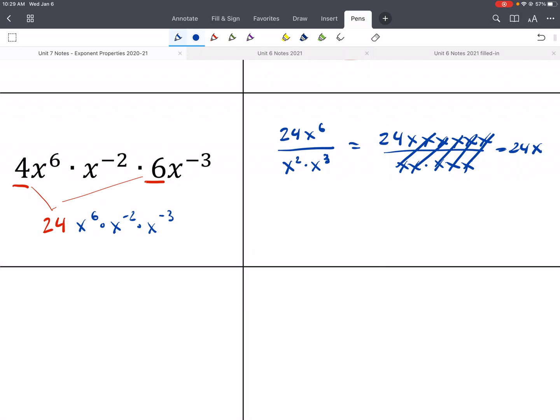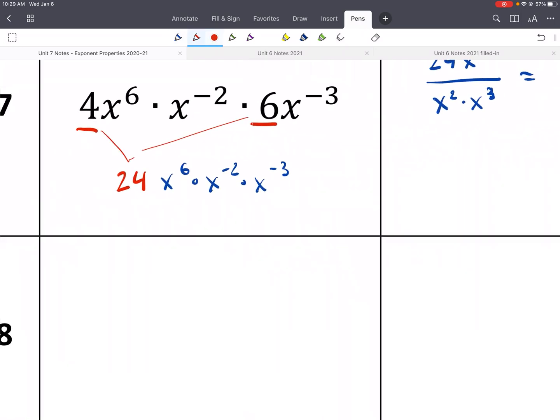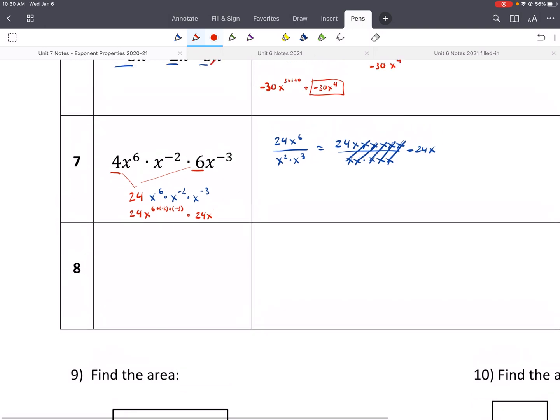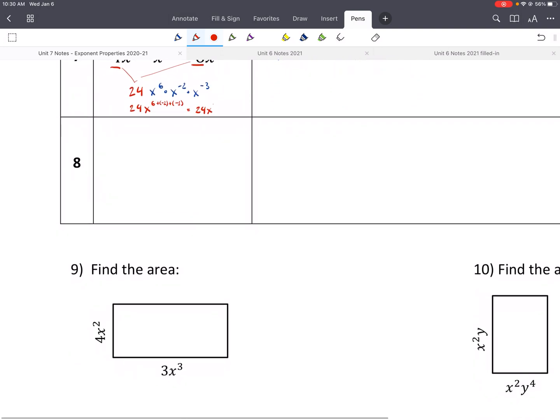Okay. For this one, I think it's probably easier just to do what we did before, where you just add the exponents. So that would be 24x to the 6th plus a negative 2 plus a negative 3. And if you did 6 minus 2 minus 3, that just leaves you with 1. So that would be 24x to the 1, or just 24x. All right, so choose whichever way you like to do it, and just stick with it. That would be my suggestion.